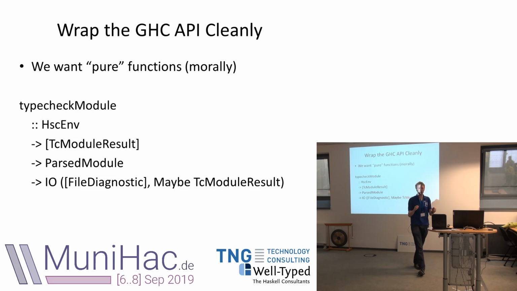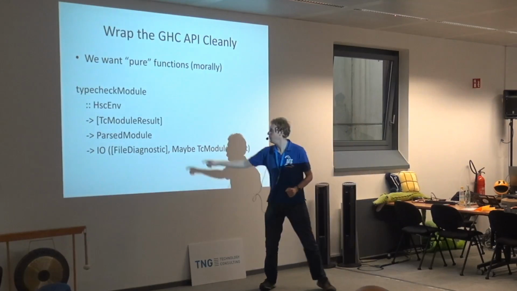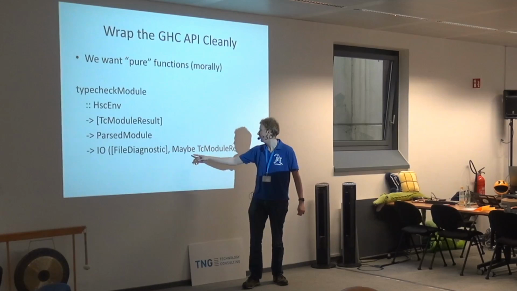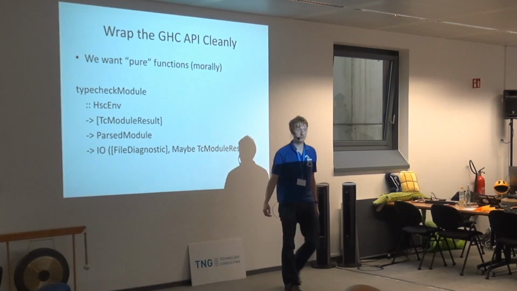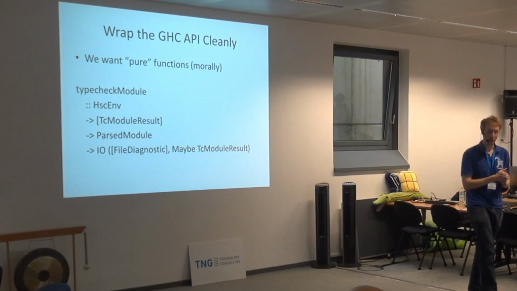And by pure, I don't mean not in I/O. I just mean morally inputs to outputs. So a lot of the HieCore package is building things like this. To type check a module, you want the environment, which is all the packages that you depend on. You want the type-checked results of all the modules you import in this package. You want the parsed module, and you want to get out the errors and warnings, and maybe the type-check result if there were no errors. So we build those kinds of APIs on top of the warning APIs we were given.